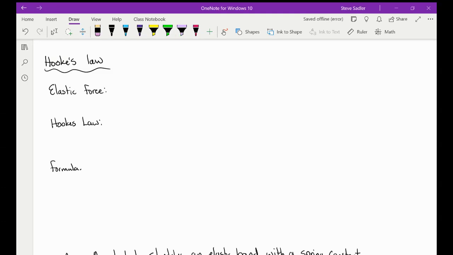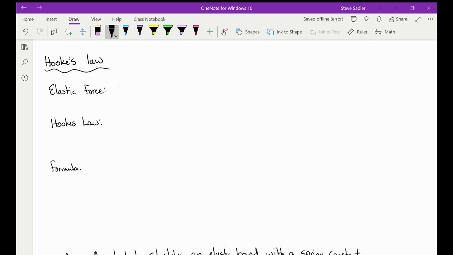So this is our next force that we're going to be looking at in our dynamics unit. This one is an elastic force and it abides by a law called Hooke's Law. The first thing I want to talk about is what is an elastic force.